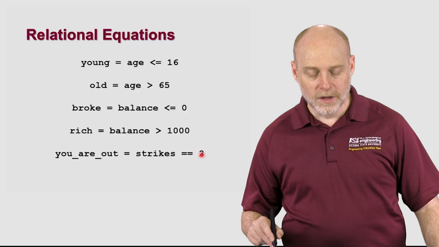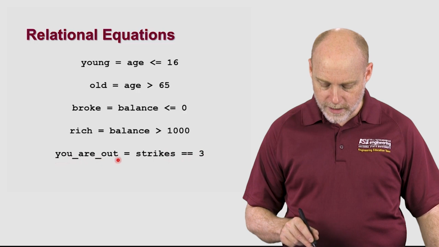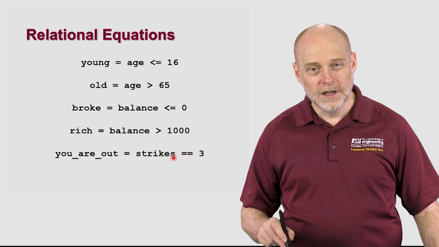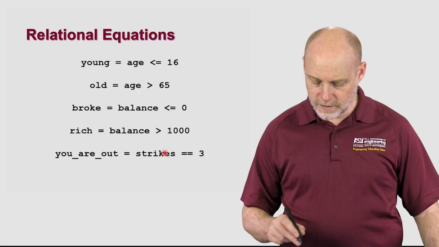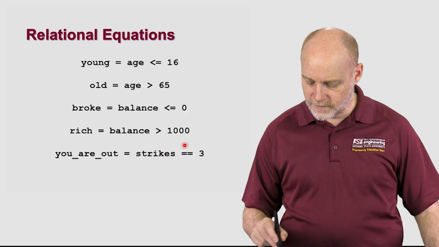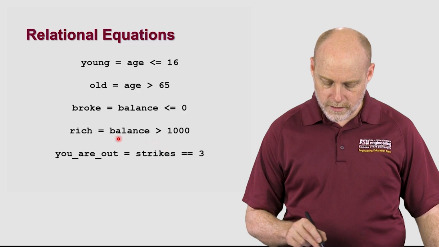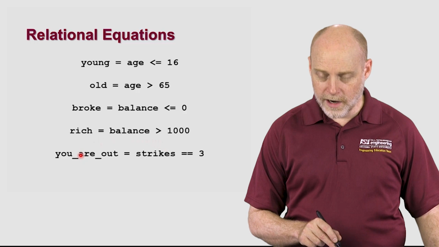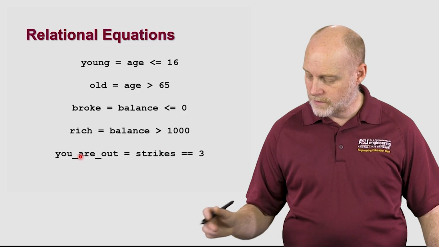Here's one that might seem a little strange as you read it. You are out equals strikes equal 3. So if the value stored in strikes is exactly equal to 3, then we would store a true in you are out. Otherwise, we would store a false in you are out.